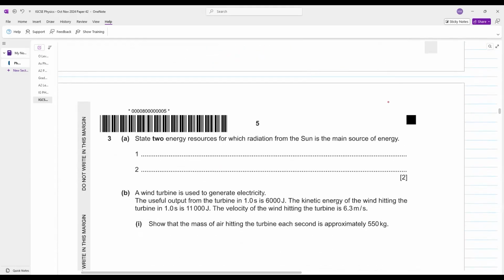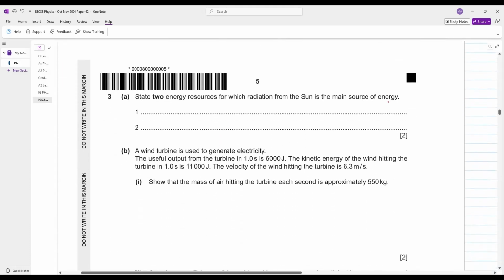Now, state two energy sources for which radiation from the sun is the main source of energy. First of all, solar energy के लिए होता है ऐसा. For solar energy, the main source of energy is the sun. What is another source of energy? जिसकी major source of energy क्या है? Sun. You can say waves या फिर tidal energy also depend on sun.